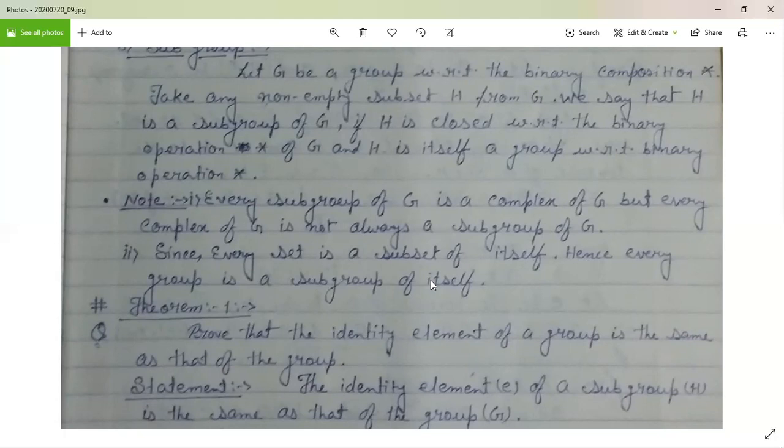This is a very important line. That means we know it's a basic concept from set theory. Every set is a subset of itself, and the empty set is a subset of every set, and every set is a subset of itself.